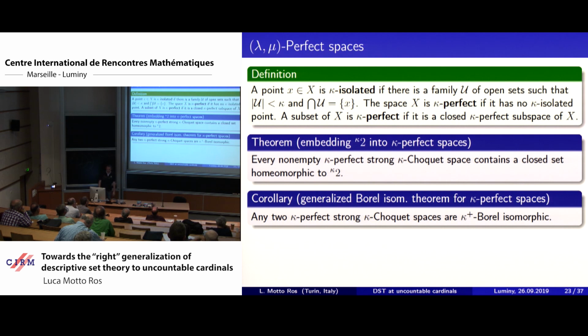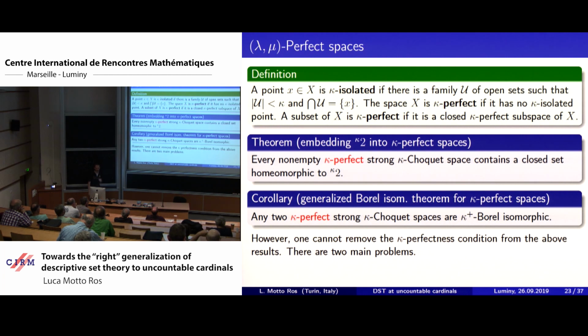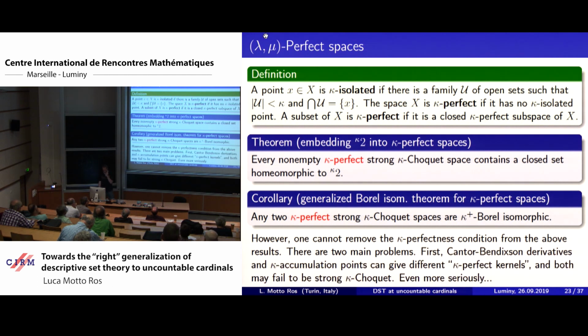And then you have this Borel isomorphism. If you have two perfect strong kappa Choquet spaces, they are kappa plus Borel isomorphic. Now, these are not as good as I wanted because in both cases you are keeping the condition of being kappa perfect, also in the isomorphism theorem. And actually the problem is that you cannot remove that in this situation. This is a feature of this definition.